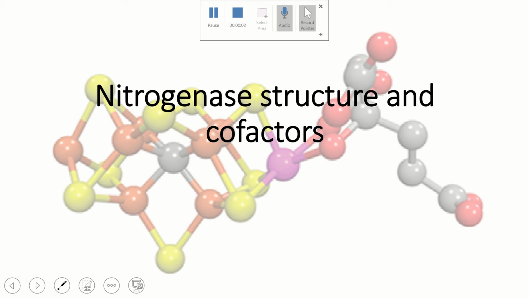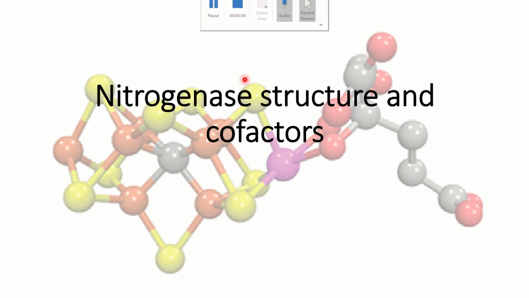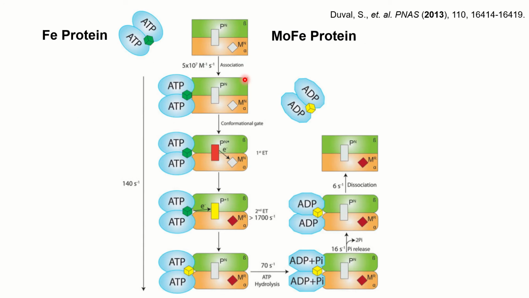Now let's take a look at the structure of nitrogenase. Recall we looked at a schematic, which is shown here again, of nitrogenase. When we talk about nitrogenase, we're actually talking about two different proteins. The first one is the iron protein, and the schematic is shown here. This is where there's ATP binding and hydrolysis.